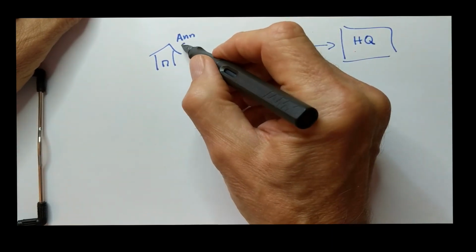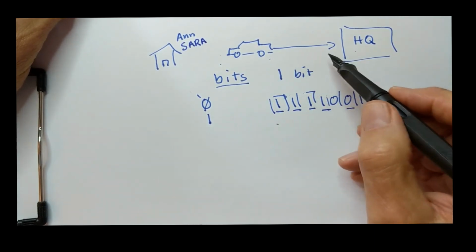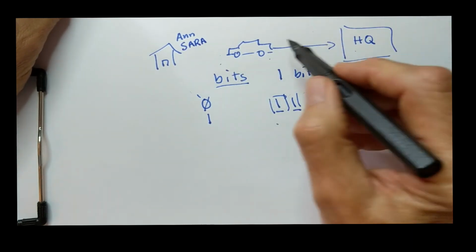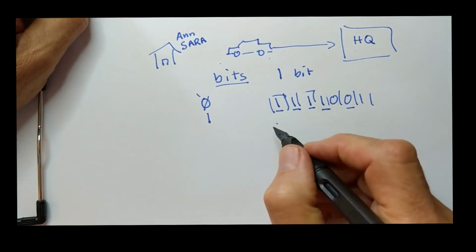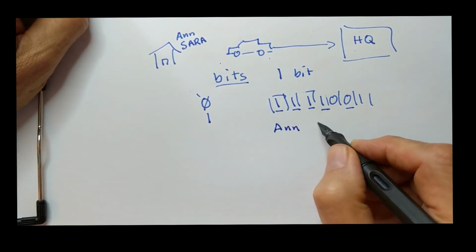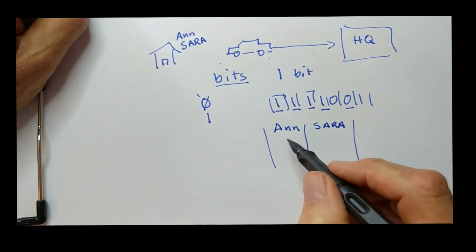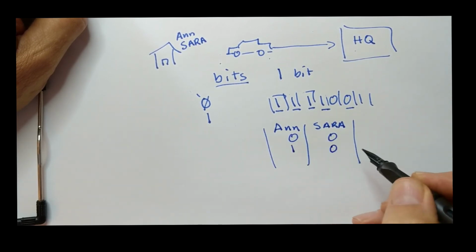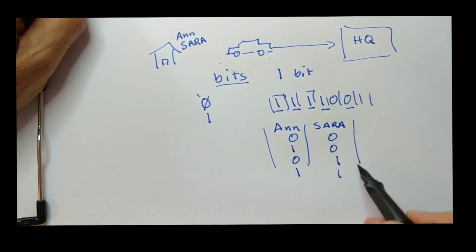Now suppose we have 2 people in this house, and we want to know whether they're both in the house, Anne's in the house, Sarah's in the house, or no one's in the house, and we need to transmit this information back. The simplest method would be to have an Anne column and a Sarah column. So if neither were in the house, we would say 0 0. If Anne was in the house, we'd say 1 0. 0 1 for Sarah being in the house, and 1 1, both are present.